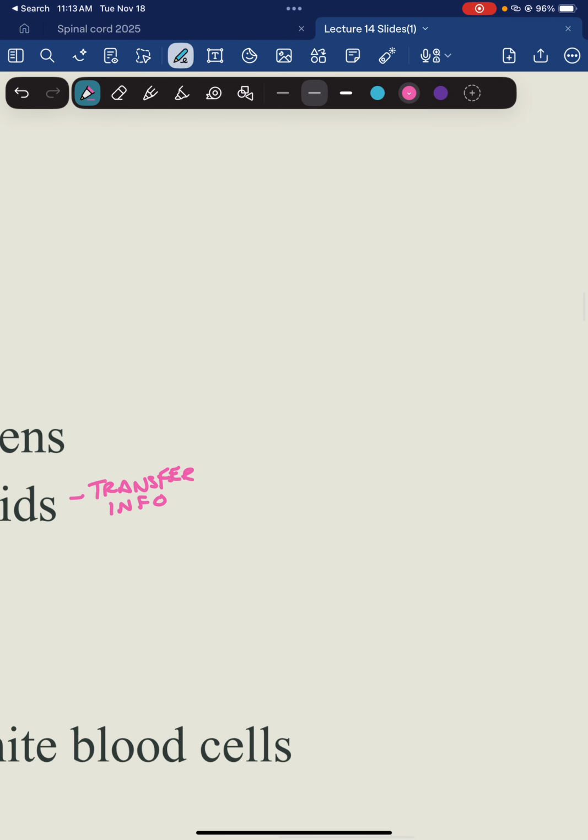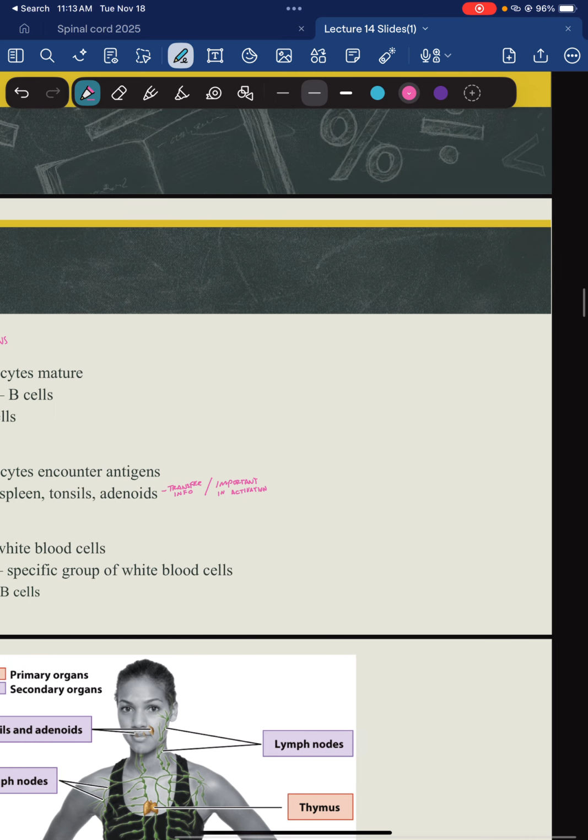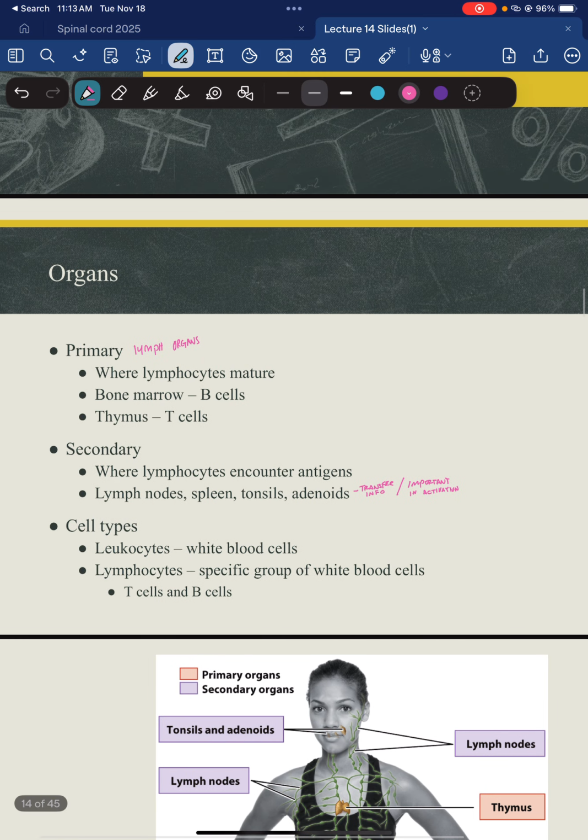Some other things, your spleen. Your spleen is actually part of your immune system as well. Your spleen's primary function is filtering out a bunch of red blood cells that are dead or dying. But it also has lots of white blood cells in it. They're looking for diseases that happen or pathogens that might be hiding in your blood somewhere.